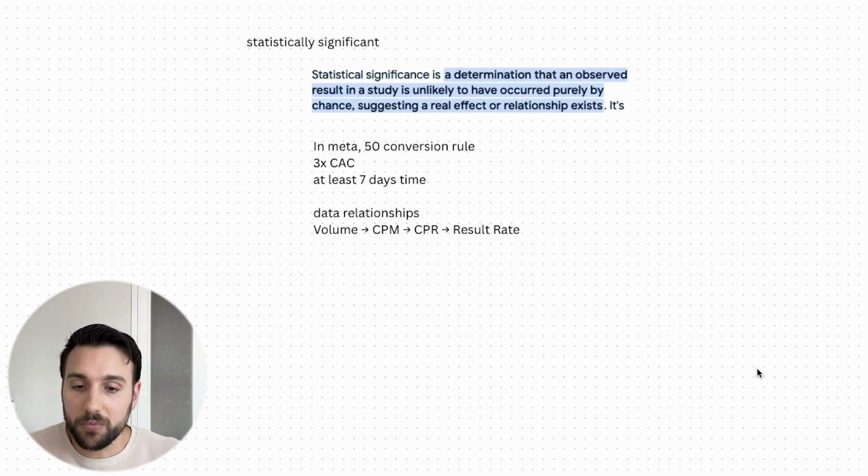Like I said, because the platform knows and assigns higher CPMs to people that it knows will probably become an end buyer, your result rate will likely be higher because your CPM goes up, which means your cost per result is the differentiating factor that you would look at.